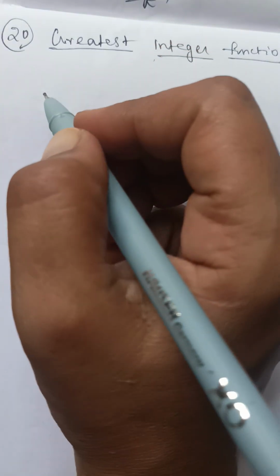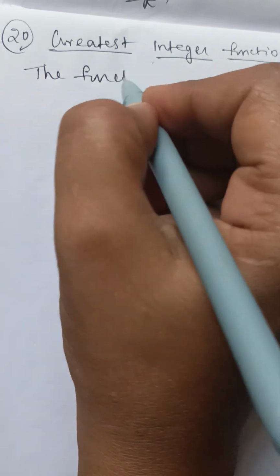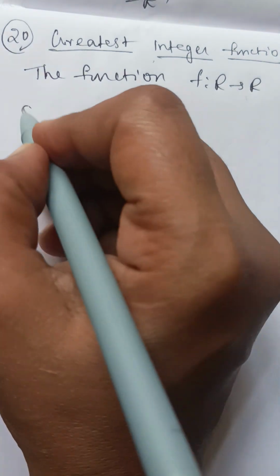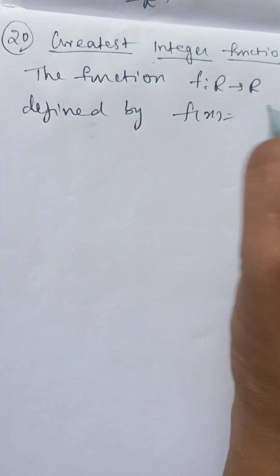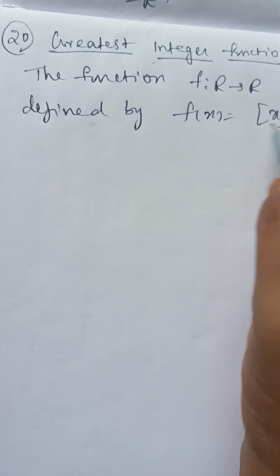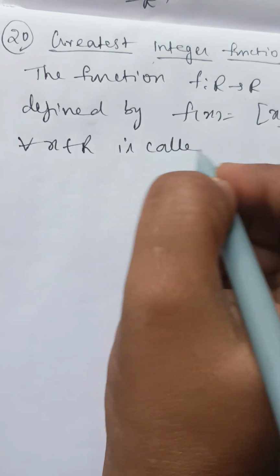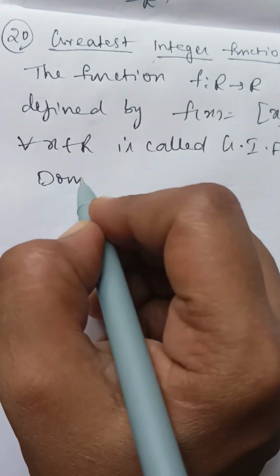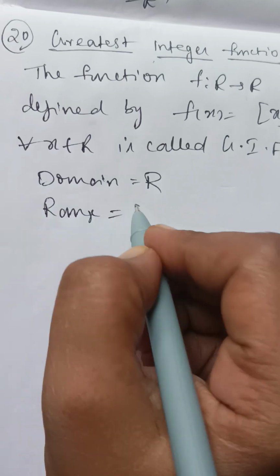Next one is the greatest integer function. The function f maps R to R and is defined by f of x equal to step x, for all x belongs to R. It is called the greatest integer function. Its domain is R and the range is Z.